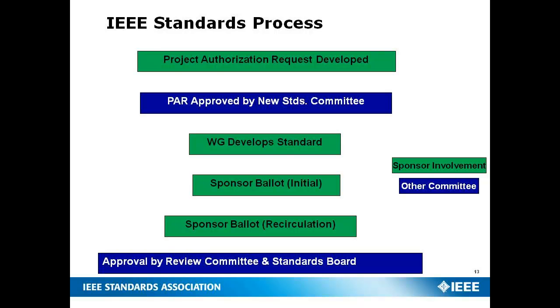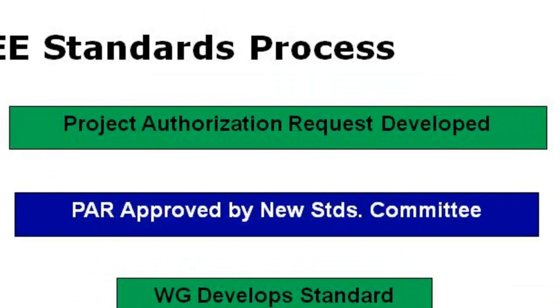First thing that happens is a so-called PAR, a Project Authorization Request, is developed. You'll notice that I have green and purple. The green is things that the sponsor organization does, in this case the DASC, and there are other IEEE committees that will be in purple. The first thing that a sponsor like the DASC would do for a working group is to make sure that the so-called PAR, or Project Authorization Request, is developed.